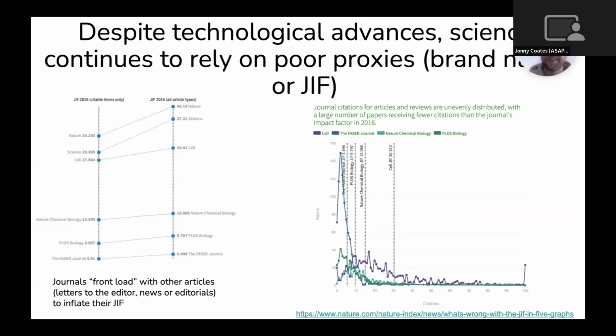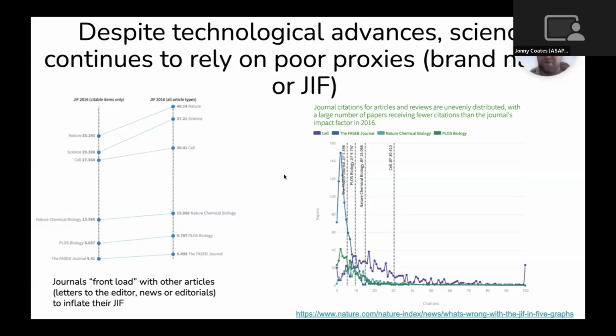And tied in with all of this is that despite all these advances we've had, science as a whole continues to rely on incredibly poor proxies. And these are things like brand names, so this could be the journal name, or things like the journal impact factor. And tying in just with the last couple of slides about profit generating, you may have seen last year that Taylor and Francis, I think it was Taylor and Francis or Wiley, can't remember, the Hindawi brand was retired because there's been a lot of issues with that brand. Those journals haven't been retired. Those journals still exist. They've just been rebranded. And so the problem hasn't really gone away. It's just marketing speak.